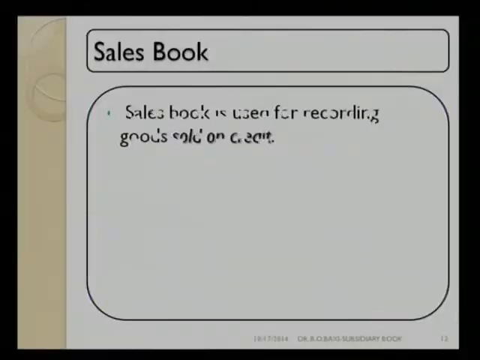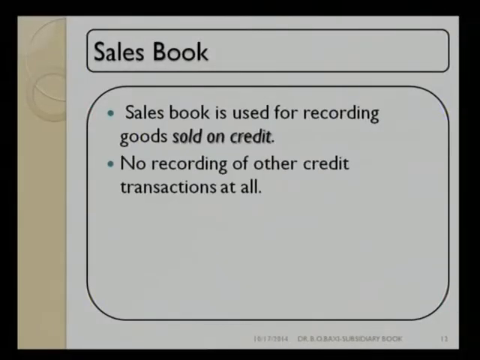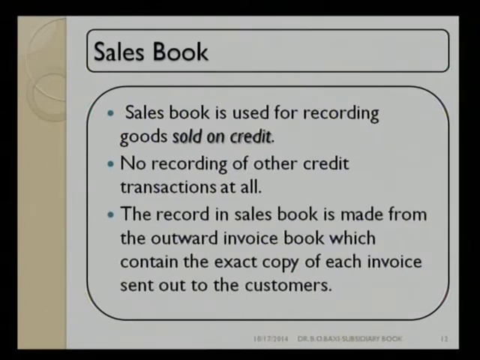Now next one. We would like to take into account the next item, that is the sales book. Sales book is used for recording goods sold on credit. No recording of other credit transactions at all. This is very important and a red light area from the viewpoint of recording transactions. You must understand very clearly. We should take into account only credit sales. No cash sales, no credit purchase, no credit of any other transaction.